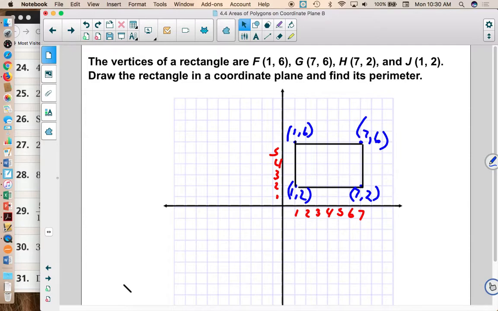Where's this one at? You put it back in the same one? That's fine. Okay, that's perfectly fine. Put it in the same one. I'm okay with that.